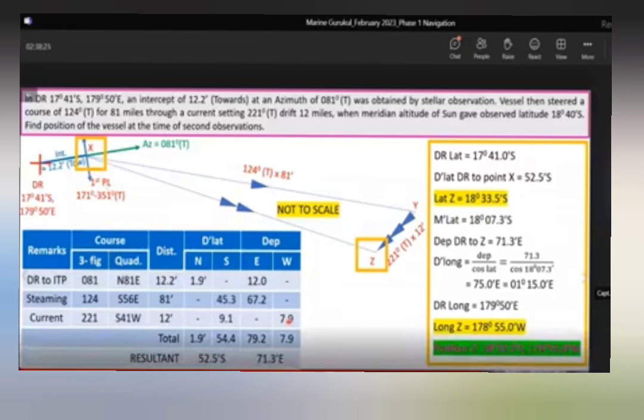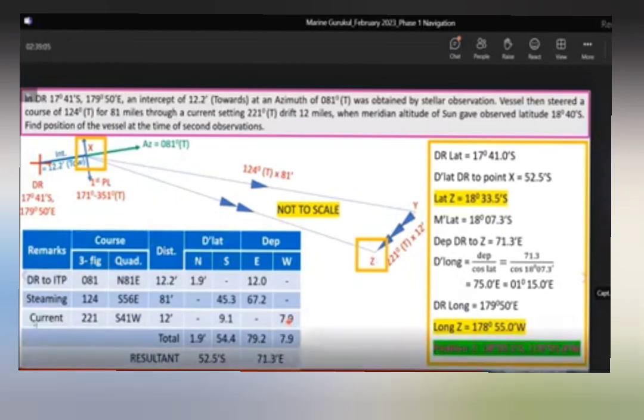First of all, beta, there are three legs. We are starting from the DR position. First leg is DR to ITP, DR to position X, correct? Yes. Then we have the second leg from X to Y. That is our course steered 124 into 81 miles. This is the second leg. And the third leg is the current, Y to Z. So basically, if we apply these three courses and distances on the DR position, we can reach up to the position Z. Do you agree? Yes, sir. Okay. So what have we done?